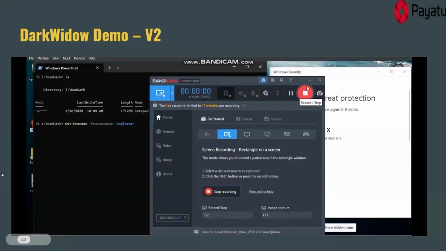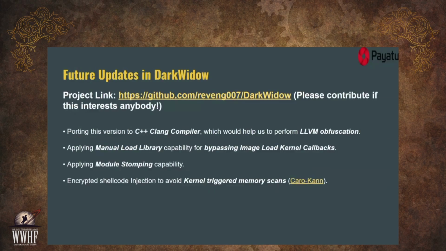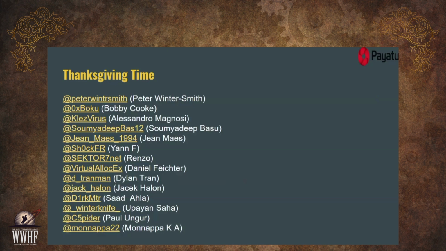Now let's see how it does against event logging. You can see here, with this approach, no log was actually generated and we were able to evade successfully, completely. So yeah, there are some future updates to my tool, like porting this version to C++ and compiling with Clang for performing LLVM obfuscation, manual LoadLibrary capability to bypass image load kernel callbacks, applying module stomping capability, or encrypting the shellcode injection to avoid kernel-triggered memory scans, which is also called Karkan.